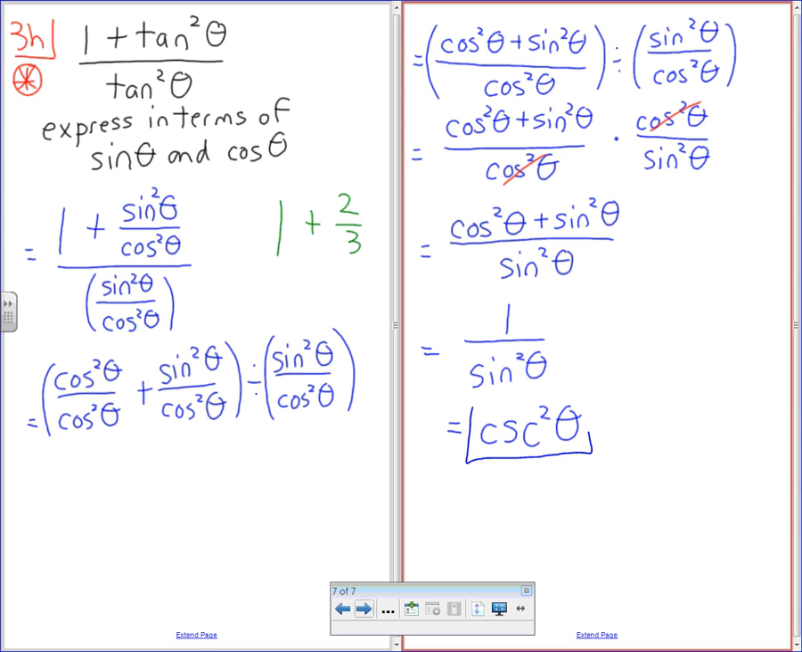And hopefully that's what the back of the book gave us. How was the key supposed to be in terms of sine and cos? Well, I wrote it in terms of sine and cos, but the textbook says cosecant.